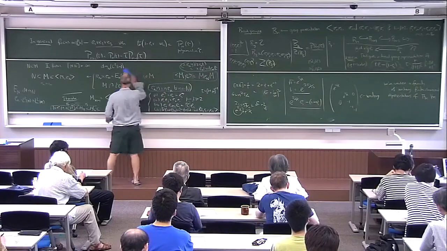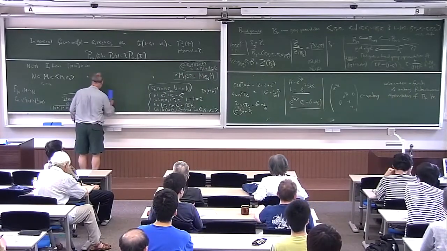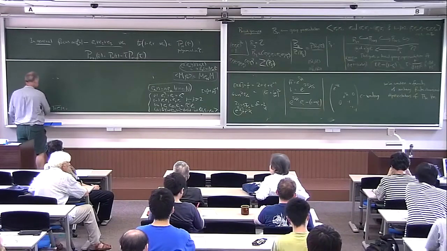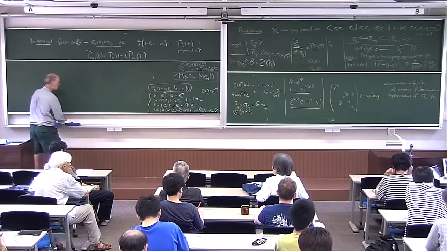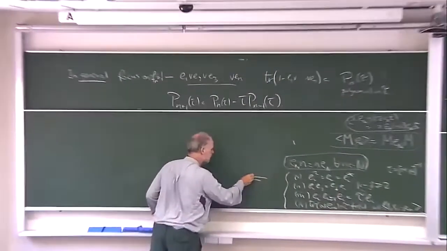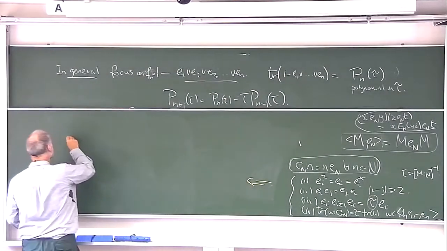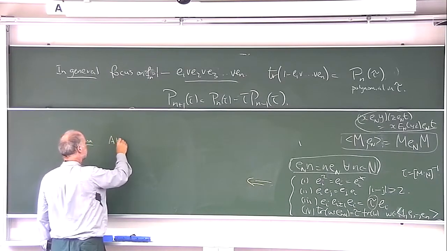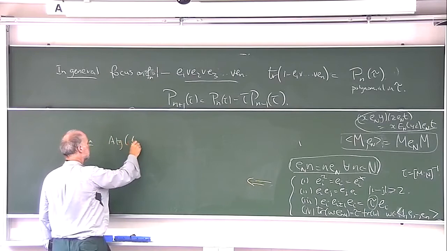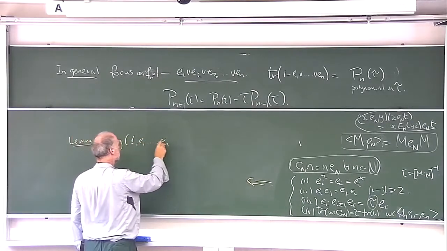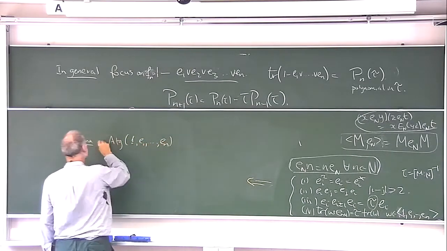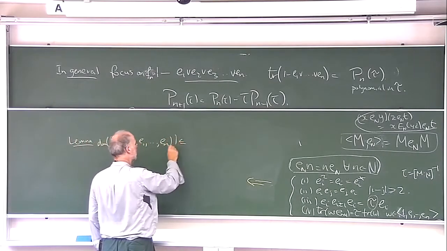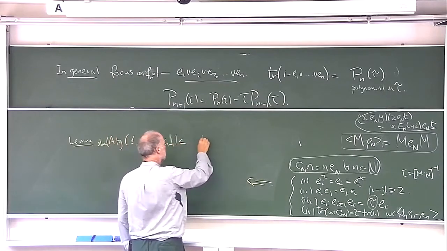So let's go over here and have a lemma. The lemma will be that these relations imply that the algebra generated by them is not only finite dimensional, but the dimension is less than or equal to some bound plus one.